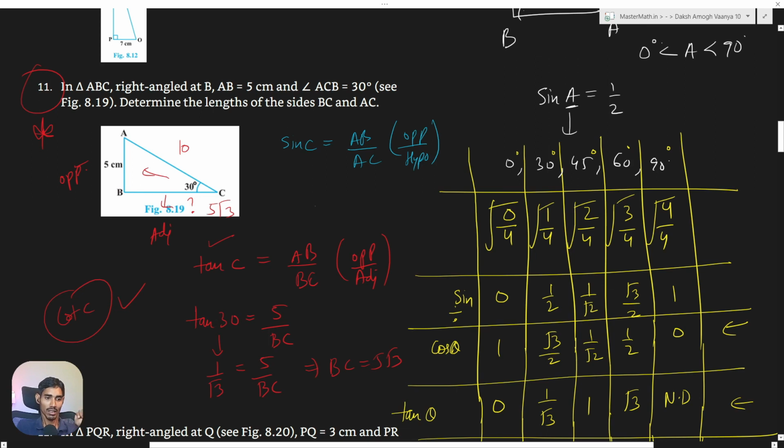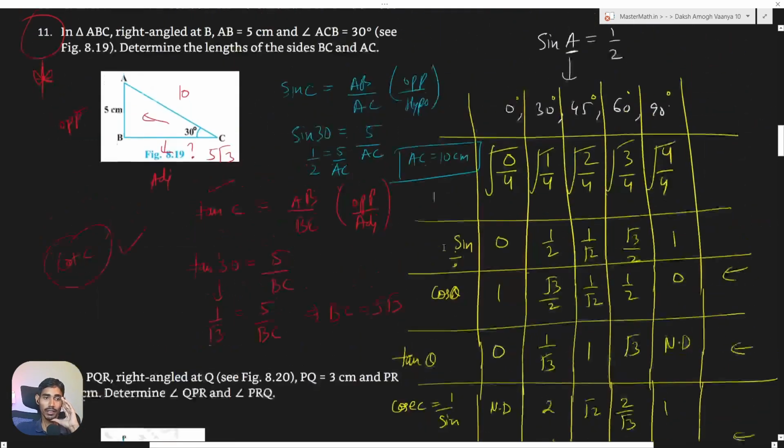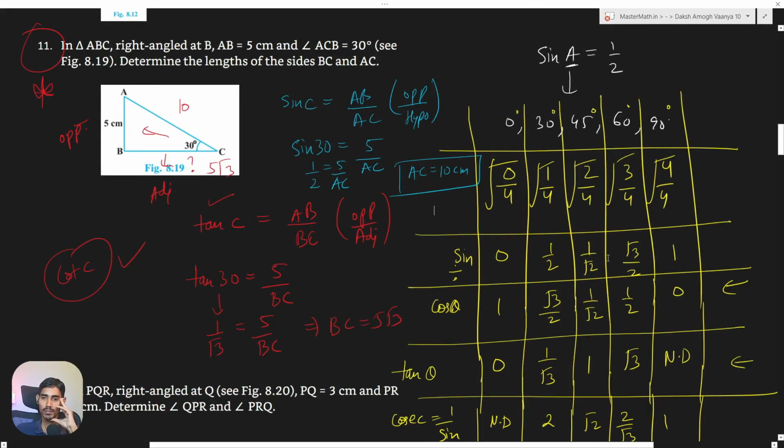So sine C, sine 30 is AB by AC. AB is 5, AC is unknown, and sine 30 is half, not 1 by root 3. Half is equal to 5 by AC, so AC is equal to 10 centimeter. It matches with the Pythagoras one, right? Any doubts in this? Anyone?